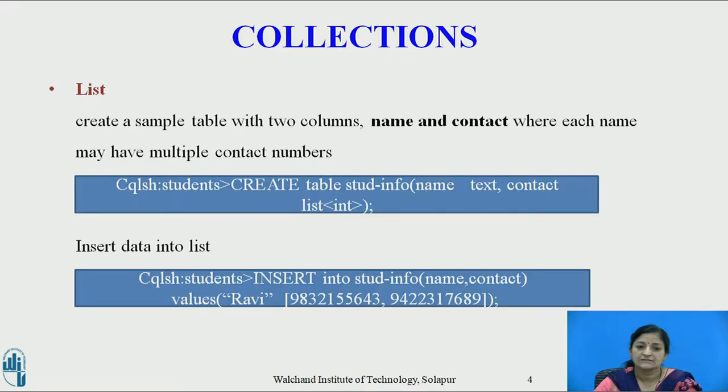To start with list, create a sample table with two columns, name and contact, where each name may have multiple contact numbers. So we create a table student info, name to be of type text, and contact to be of type list of integers. Now let's see how to insert data into this list. So insert into student info, for name and contact, we insert values Ravi and two mobile numbers in square braces.